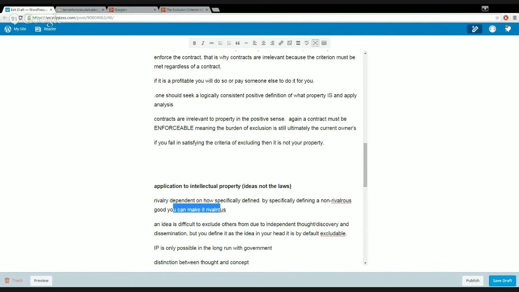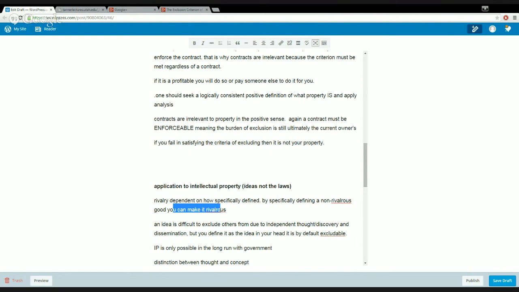So by specifically defining a non-rivalrous good, you can make it rivalrous, right? If the non-rivalrous good is something like sunlight, if you consider just location, all location cannot be occupied by two objects at the same time, right? It's kind of common sense.